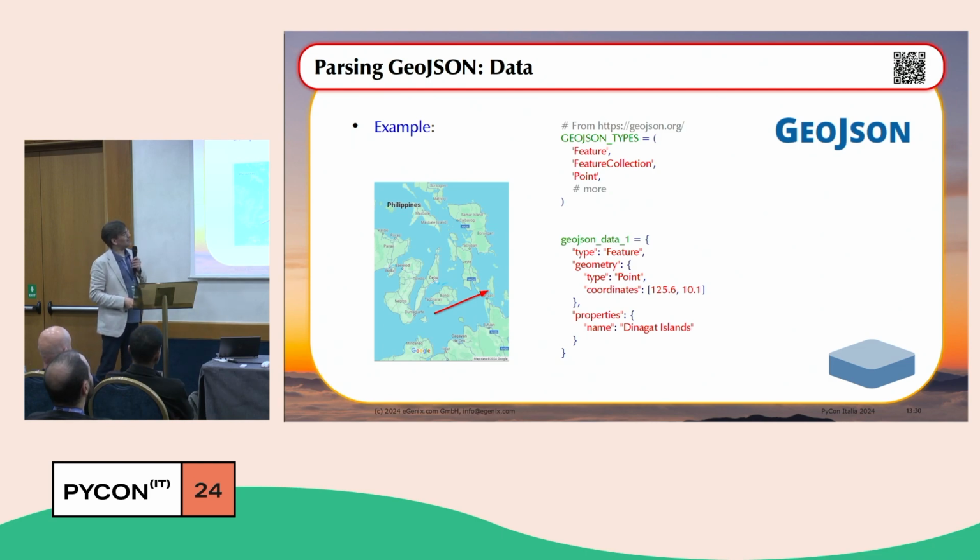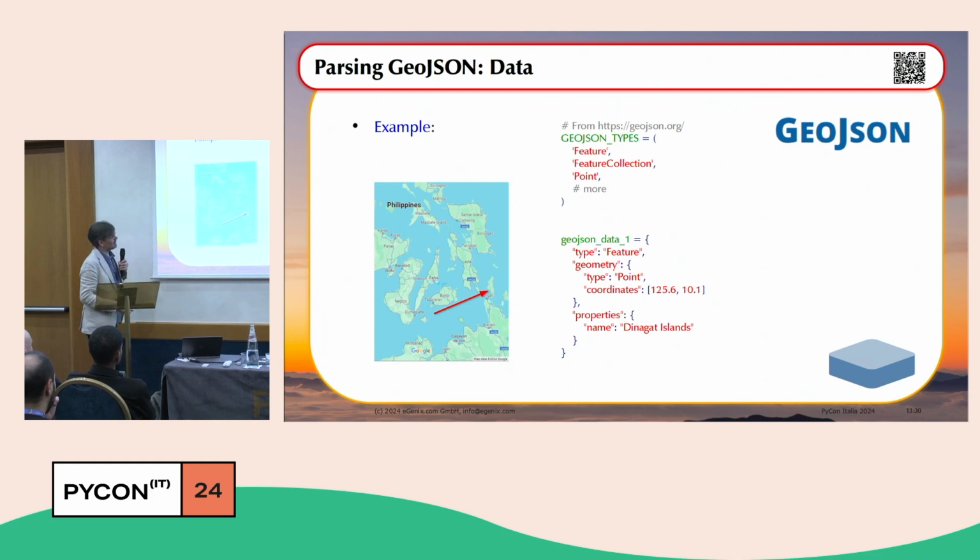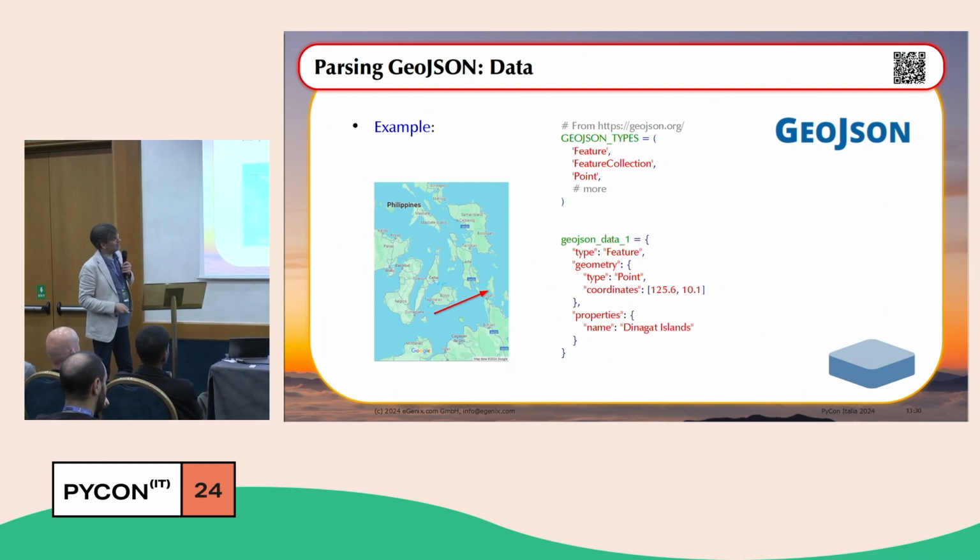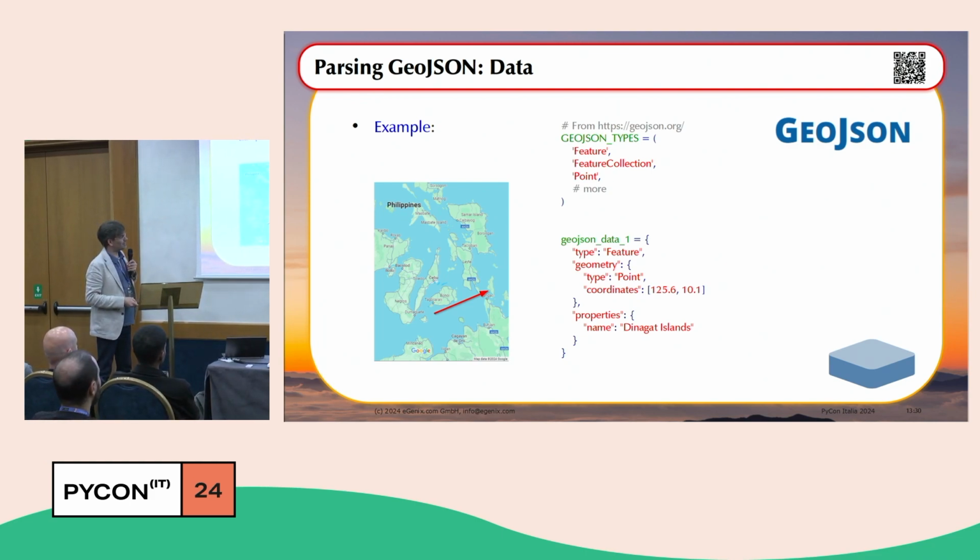Now, a second example, GeoJSON. How many of you know what GeoJSON is? A few. So it's basically a way to define geodata. In this case, it's a small island here in the Philippines, and it gives you the coordinates and the name of those islands. And you want to match that. There's a standard for this. You can look that up on geojson.org.